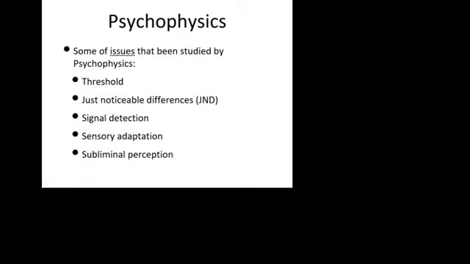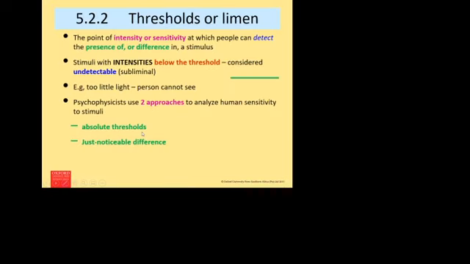There are some topics that have been studied by psychophysics. The first one is threshold, second is just noticeable difference, and then signal detection, sensory adaptation, and subliminal perception. So the first one is threshold. Threshold, or limit, is the point of intensity or sensitivity at which people can detect the presence or absence of differences in the stimuli.